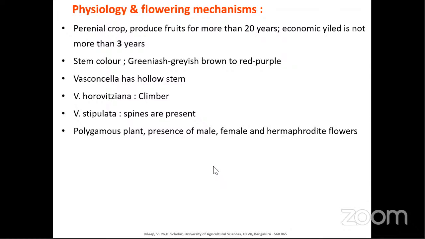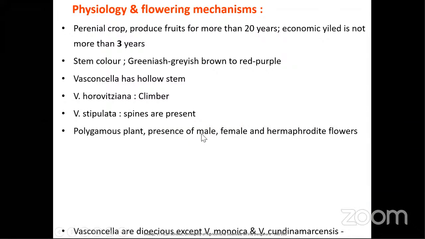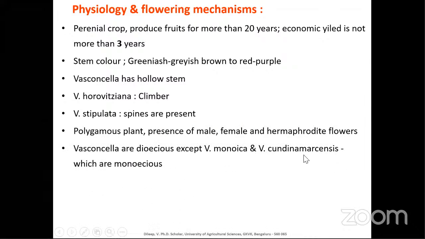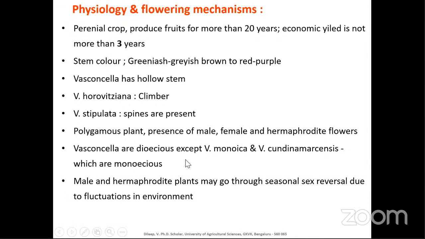So moving forward, as I said, it's a polygamous plant, that is, there is a presence of more sex forms. It has separate male plants, and it has female and also hermaphrodite flowers. The genus Vasconcellea is dioecious. All the species of Vasconcellea are dioecious except only two species, Vasconcellea monoica and Vasconcellea cundinamarcensis. Apart from those, they are all dioecious. And the male and hermaphrodite plants may go through seasonal sex reversal due to fluctuation in the environment.